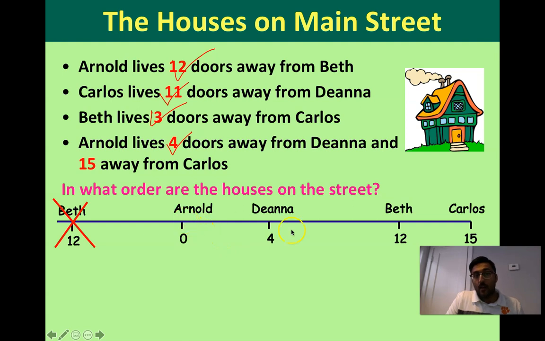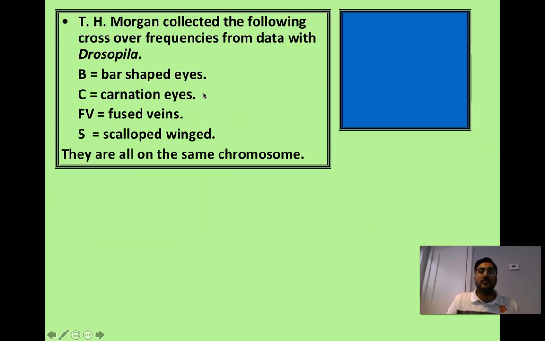Because if I know that Arnold and Carlos are 15 apart, and Beth is 3 away from Carlos, then the space between here and here is 3. Well, I can figure out the distances between all of these guys by simply subtracting or adding the distances between them from the information that was given to me. It's no different for genes.